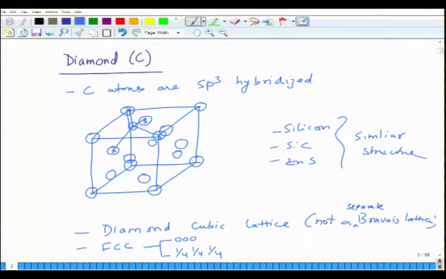Okay. So, basically it is a mixture of two interpenetrating FCC lattices. In case of silicon carbide and zinc sulphide, there will be two FCC lattices, one of silicon and one of carbon. Similarly, in zinc sulphide it will be one of zinc and one of sulphur.